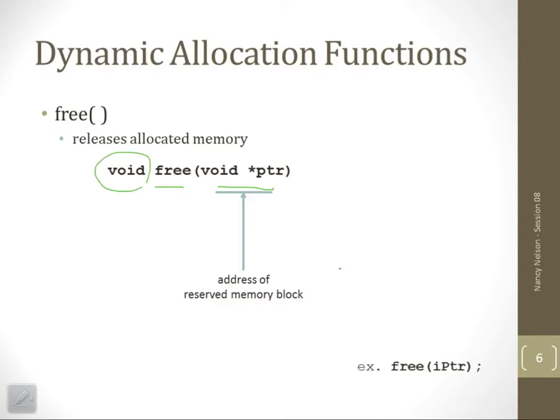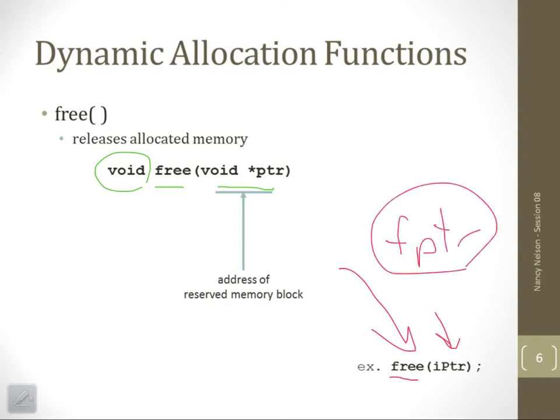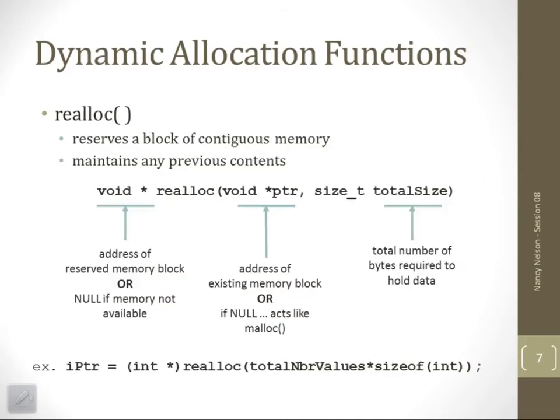So if we look down here, here's an example. Here's our function call. Here we're passing in the pointer to our integer block that we declared with malloc, or we could have passed in f pointer, which was the pointer to our floating point block. So all we need to know is the name of the block that we want to free up, and it's going to release that memory back to the system.